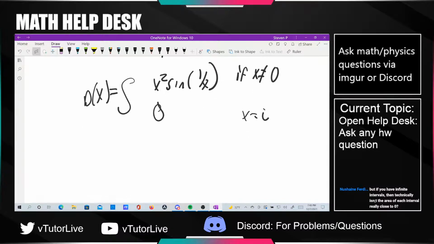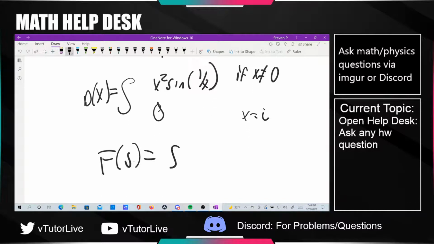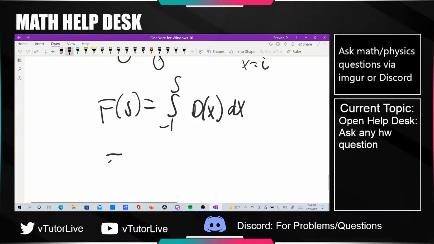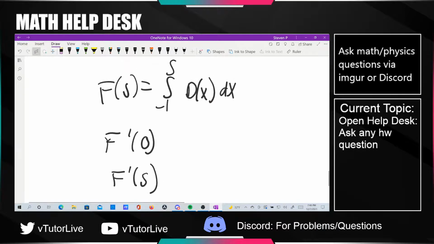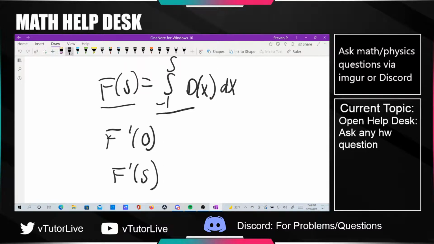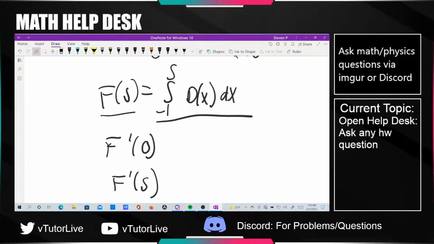So f of s they define as equaling the integral. So they're basically asking you what f prime of 0 is. And to do that, you first want to calculate f prime of s. You just want to first calculate the derivative generally before plugging it in. So that's basically taking this thing and taking the derivative. The left-hand side is the derivative of f. The right-hand side is going to turn into a derivative of an integral. Look at the fundamental theorem of calculus to tell you what happens when you take the derivative of an integral. What happens?